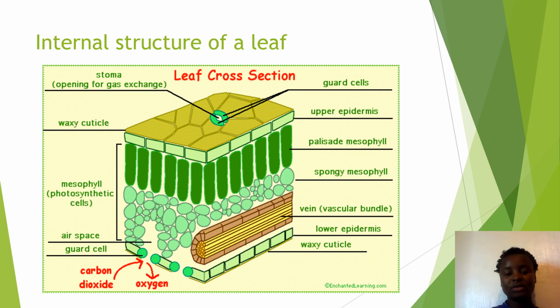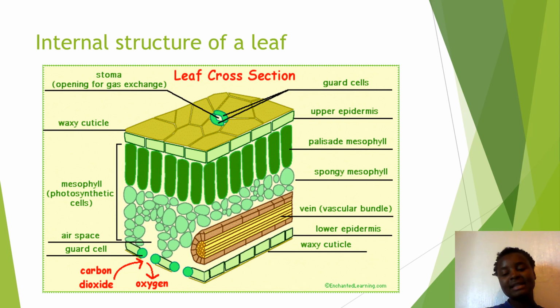Since we're talking of water loss, how does the plant lose water? Through what? We have what we call the stomata. These are openings on your leaf, and these openings are guarded by what we call the guard cells. These guard cells control when the leaf should open and when it should close.